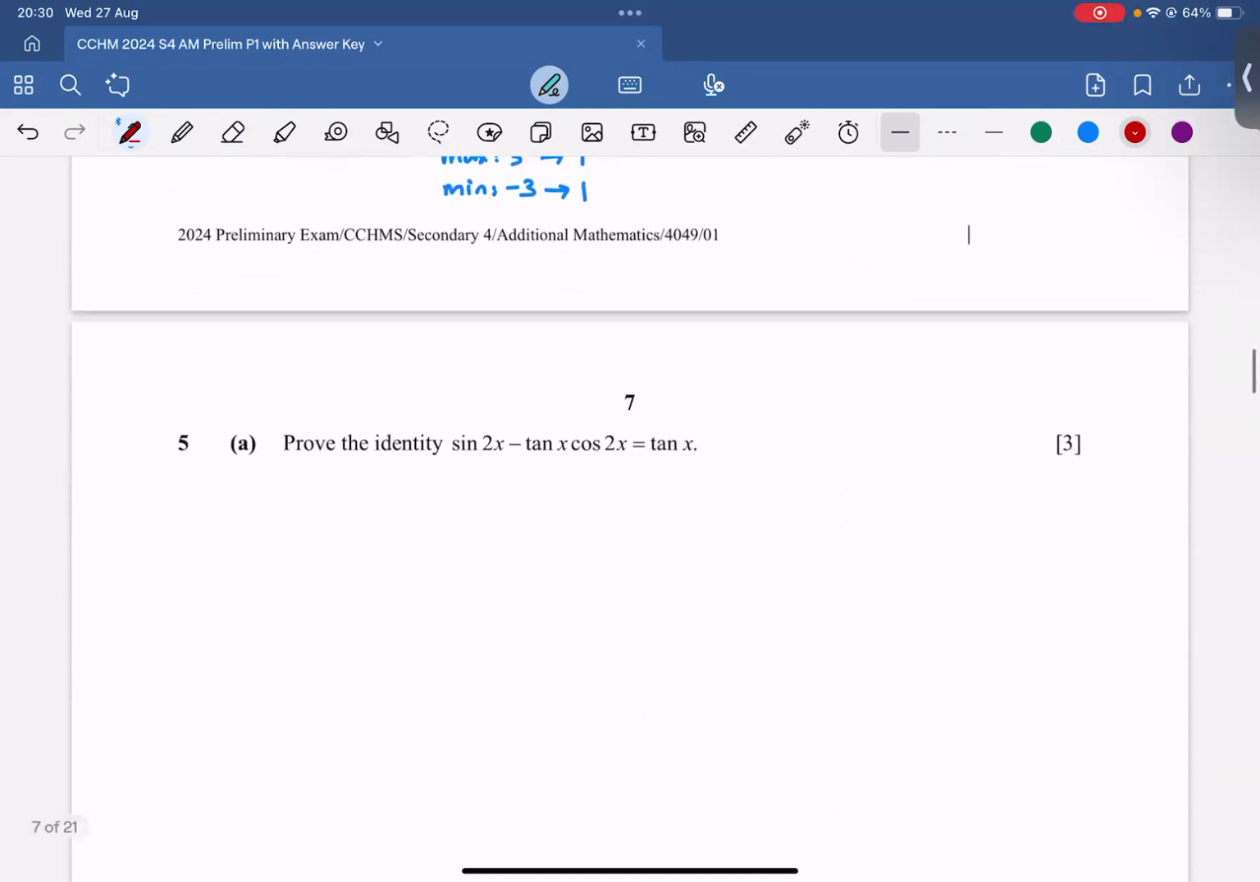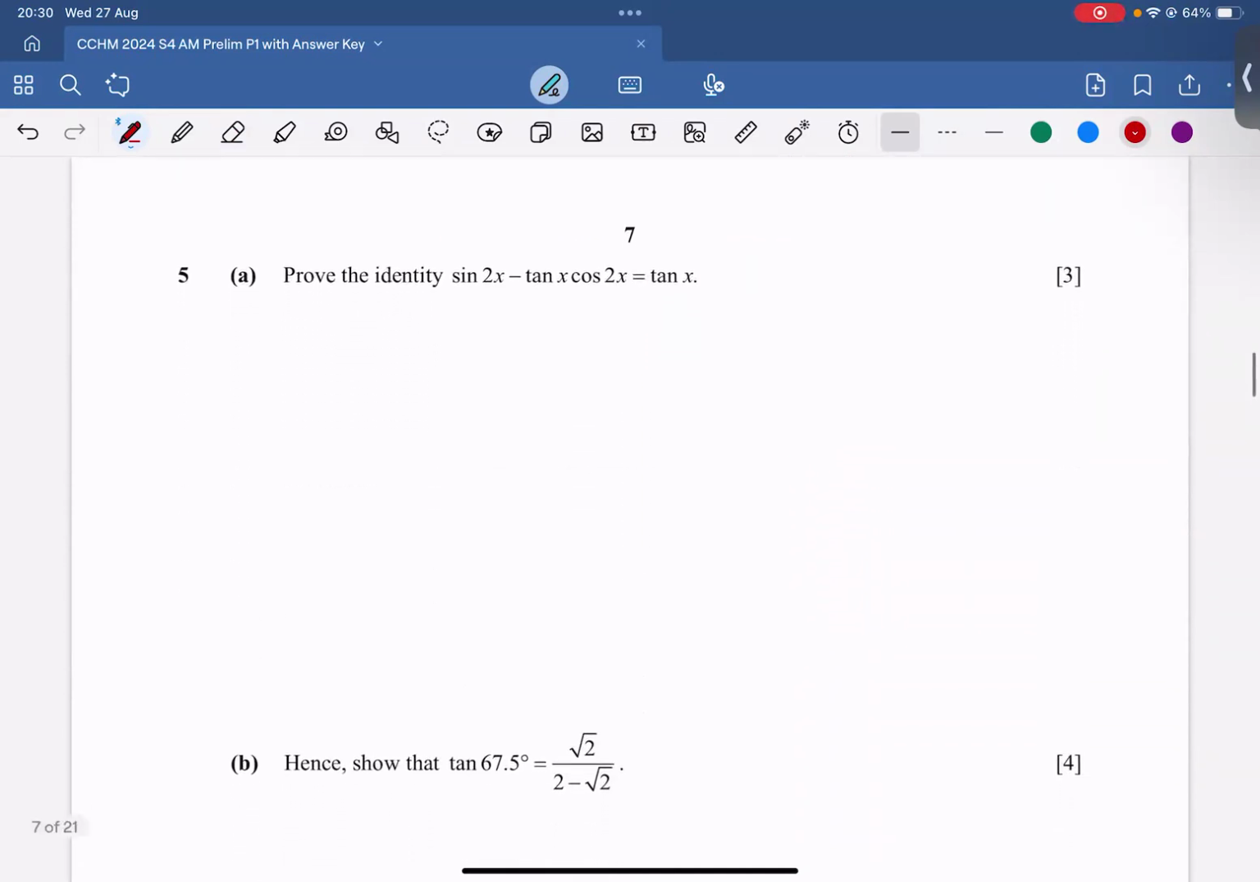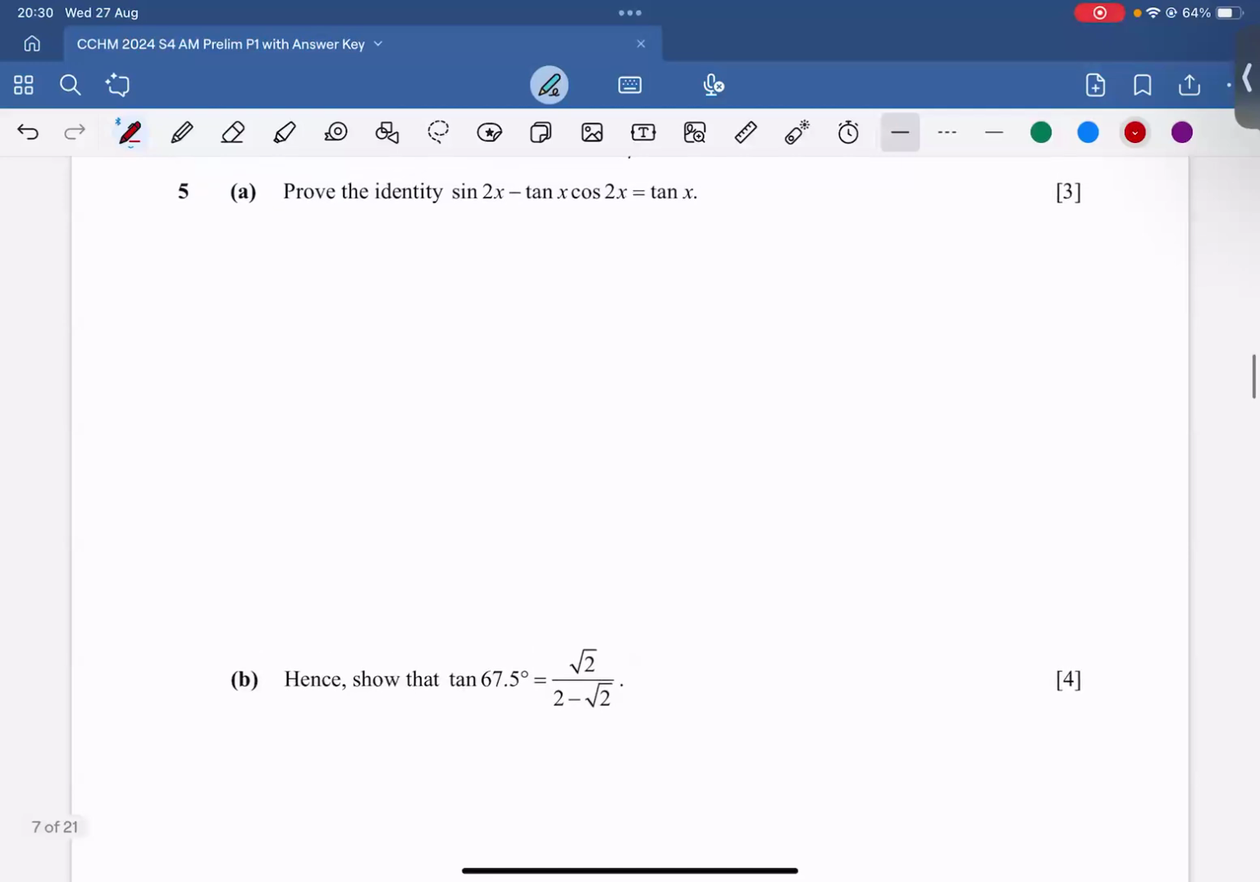Next, prove the identity. Okay, so first thing you need to see is this is x, this is 2x, this is 2x. We will definitely have to change it to x. So sine 2x is quite straightforward. There's no other identity to use except this. Now the tricky part is cosine 2x. Which one should we use?